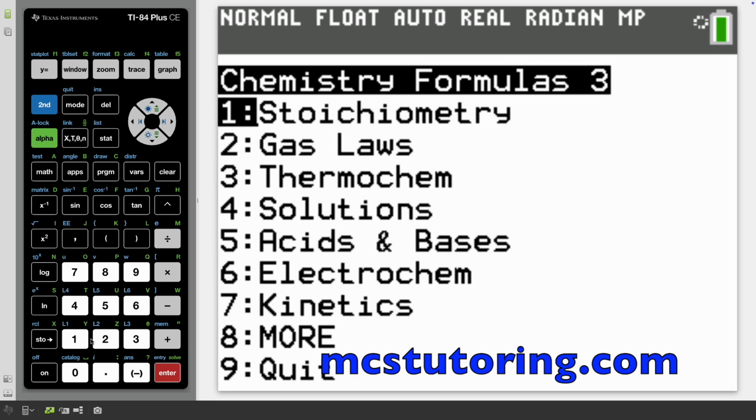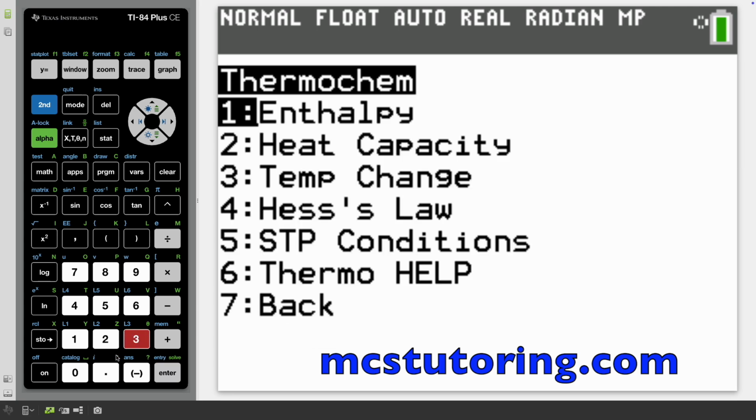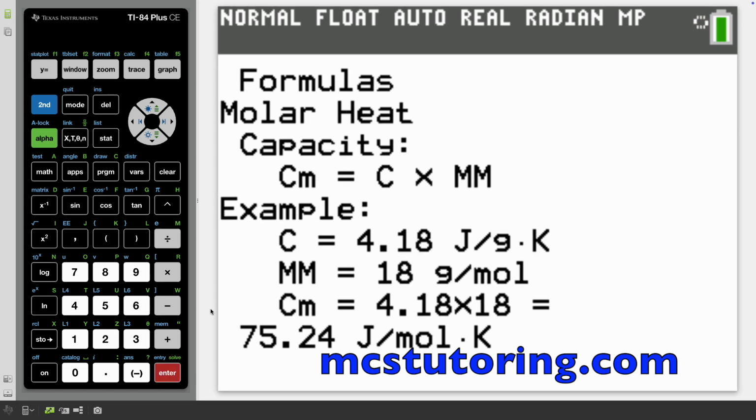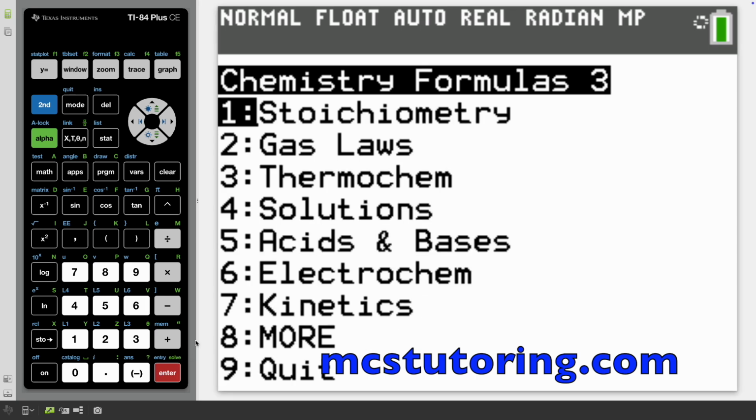So let's go back to thermochemistry, and let's go to heat capacity. So the formula, molar heat capacity, C sub M equals C times MM. Let's get an example here. If C is 4.18 joules per gram Kelvin, and the molar mass in this case is 18 grams per mole, suspiciously sounds like water here, C sub M is 4.18 times 18 equals 75.24 joules per mole Kelvin. Okay, good. Let's go to the solutions here.